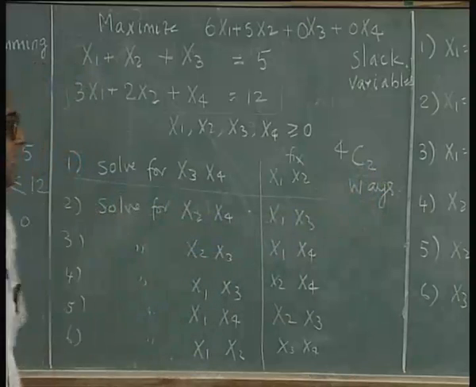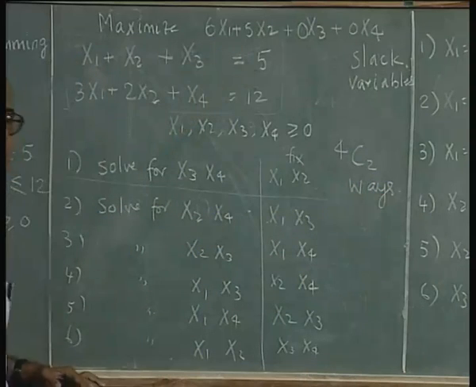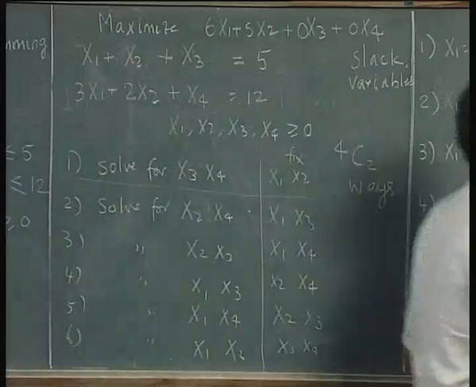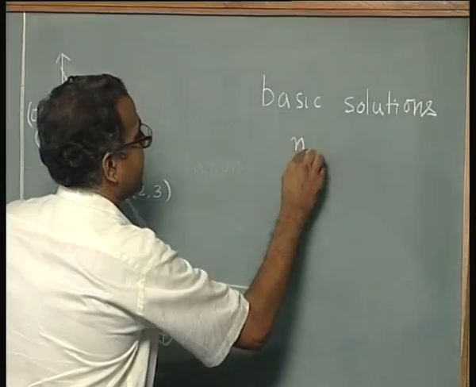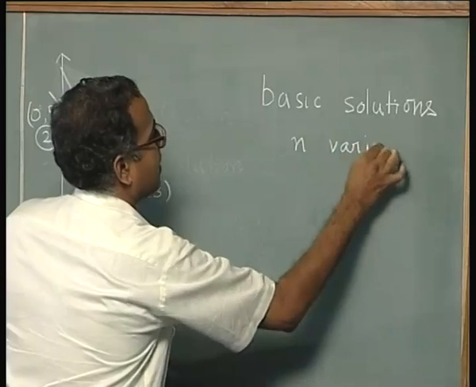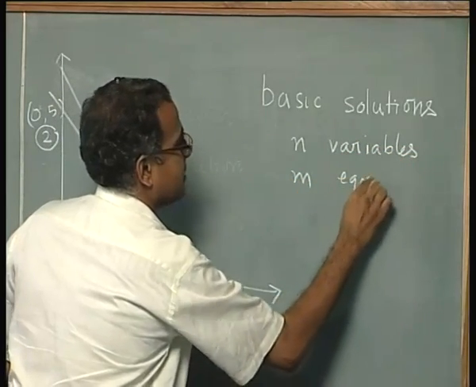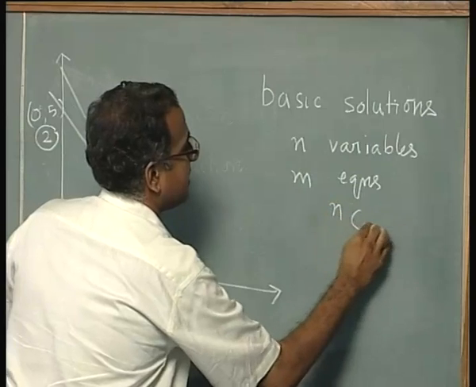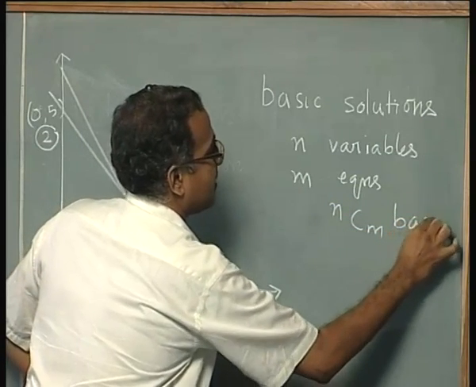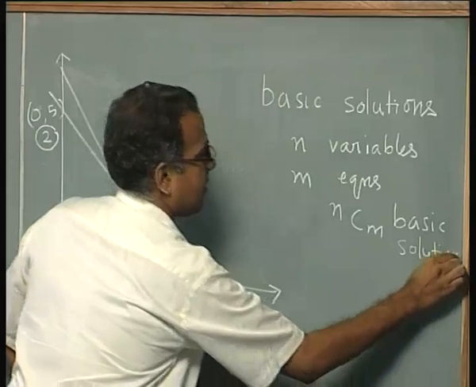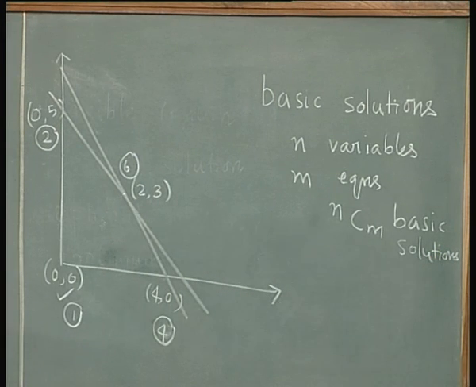In general, after converting them into equations, if we have n variables and m equations, then we have nCm basic solutions. So, in this example there are 4C2, or 6, basic solutions.